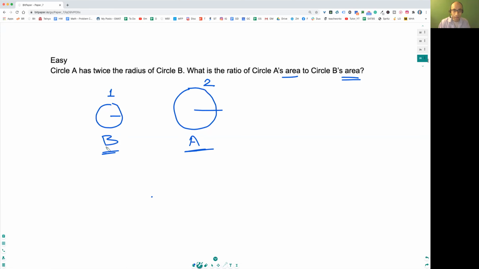So what's the area of B going to be? The area of B is going to be pi times 1 squared, because pi r squared is the area of a circle, right? And now, what's the area of circle A? The area of circle A, folks, is going to be pi times 2 squared. So that's going to be written as pi times 4, and this is going to be written as pi times 1, right?